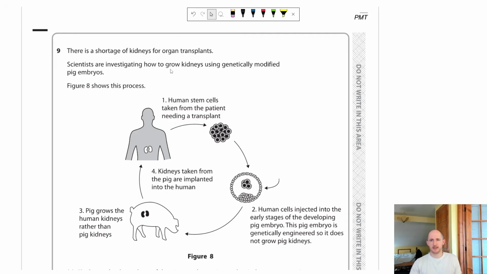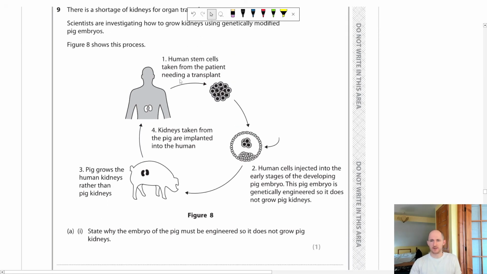For organ transplants, they're investigating how to grow kidneys in pig embryos. Interesting. So they take human stem cells from the patient, put them into the early stages of a pig embryo, which will then reproduce to produce human kidneys rather than pig kidneys, and they're put straight back into the human. And the benefit for this is that they are genetically coded to you.